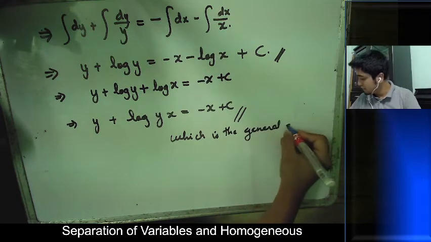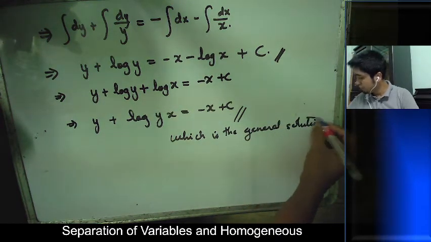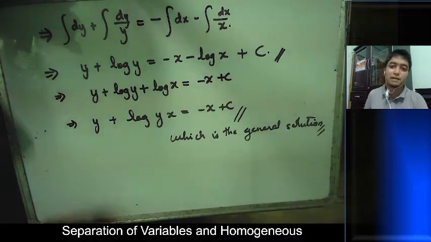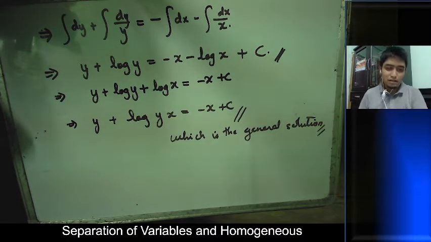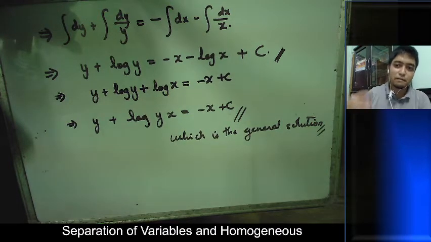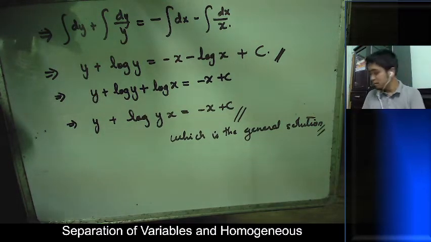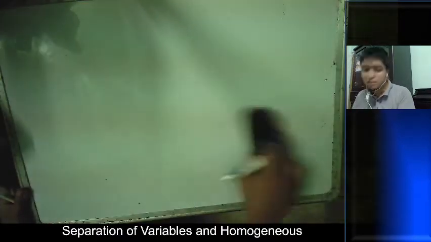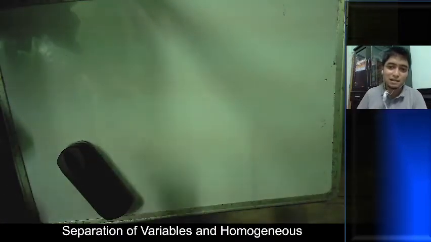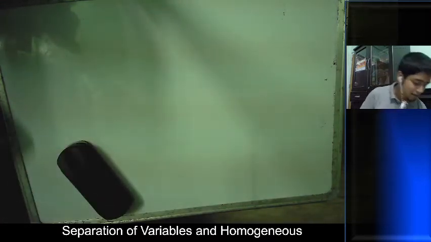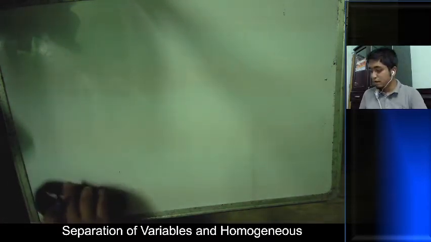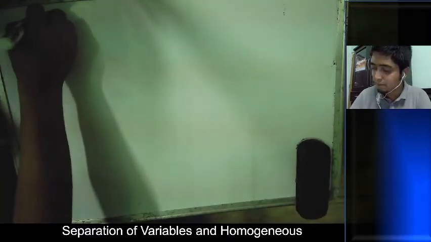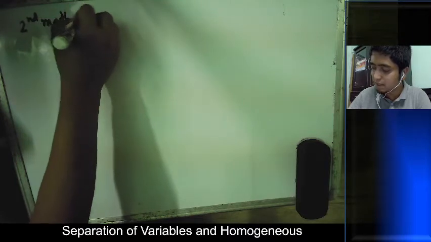General solution. Whenever we are asked to solve a differential equation, we will first have to find the general solution. The particular solution will involve something else in the question. So separation of variables is an easy method. That is why I am doing only one exercise. Now let us go to the second method, which is the homogeneous method.